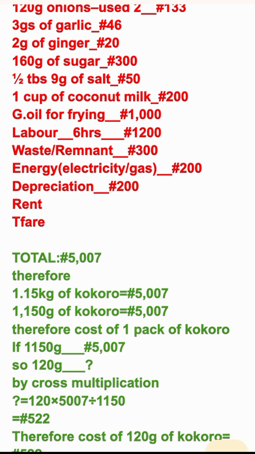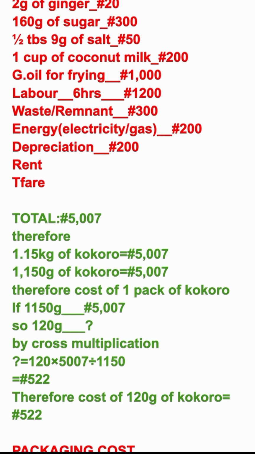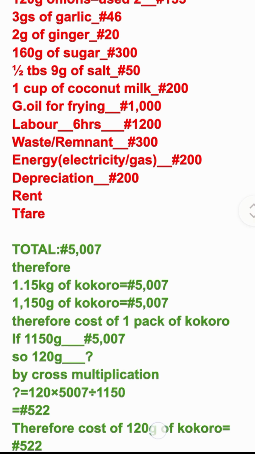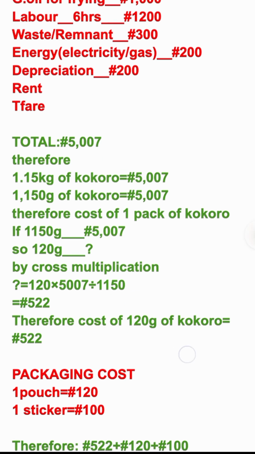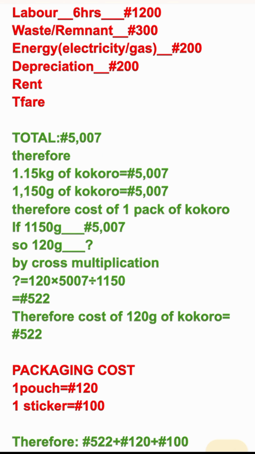So therefore what it means is that 1.5 kg of kokoro gave you what? It gave us 5,007 naira. Which is the same thing as 1,150 gram of kokoro gave us 5,007 naira. So now if you are looking for the cost of one pack of kokoro, remember one pack of kokoro is 120 grams. So we are going to use that cross multiplication method. After cross multiplying, we are able to get the price of one pouch of kokoro to be 522 naira. So therefore 120 gram of kokoro costs 522 naira.